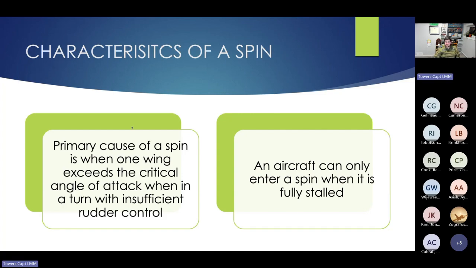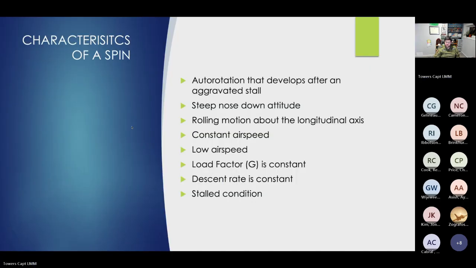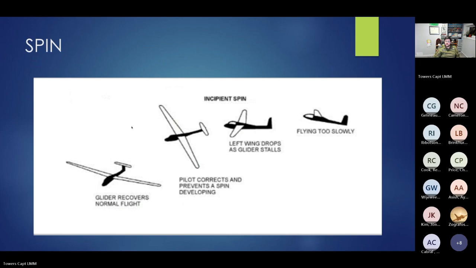If one wing drops when an aircraft is approaching a stall, you should immediately lower the nose to reduce the angle of attack, and then you'll regain control of the aircraft. So an incipient spin, you start flying too slowly, the glider stalls, the left wing drops, you're starting to drop, but the pilot quickly corrects by dropping their nose and perhaps using a little bit of rudder and prevents that spin from developing. And then the glider recovers and re-enters normal flight.